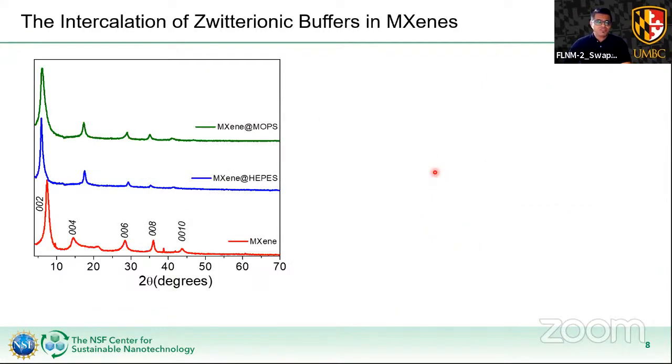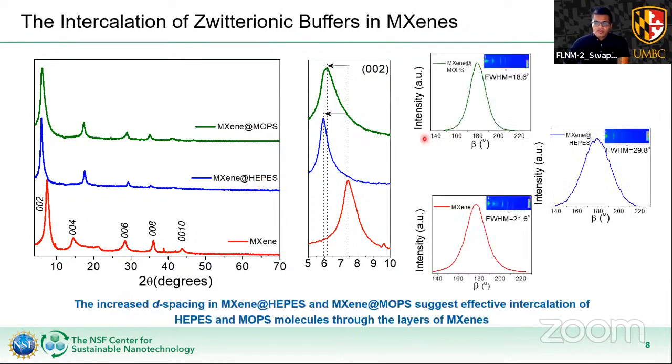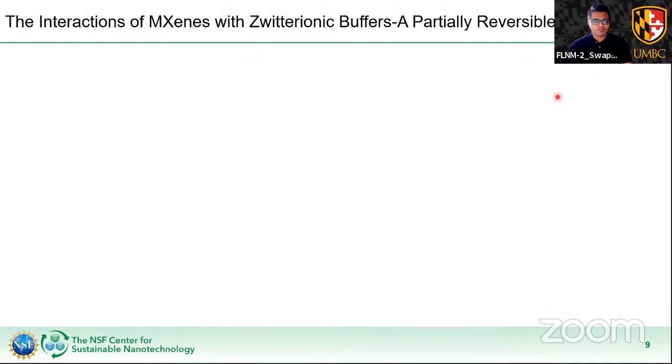Typically, these buffers tend to intercalate through the surfaces of MXenes, and we understand this from the low angle shifts in the 002 peak in case of both the buffers. And also, we see that the full width at half maximum actually changes, telling us that there's some sort of stress and relaxation going on. This is quite correlated to the structure of these buffer molecules used.